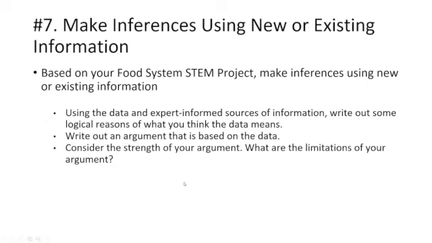And now we're going to take step number 7 and make inferences. So we're going to think about, what does this mean? We're going to use our current information, the new information we have, as well as any other existing information from other sources, and try to make informed educated guesses, or what we call inferences. So what do we think this means? Using the data that we gathered and the expert-informed sources, we're going to write out some logical reasons of what we think the data means.